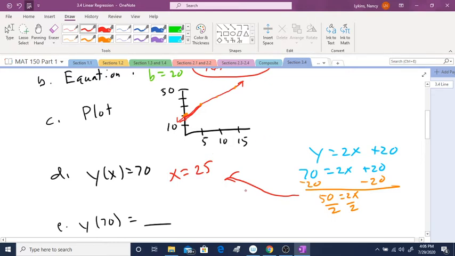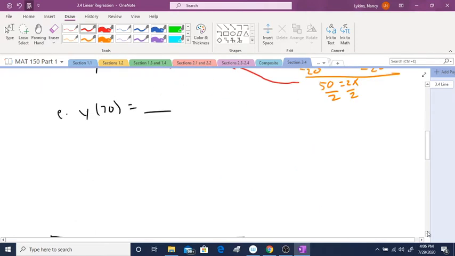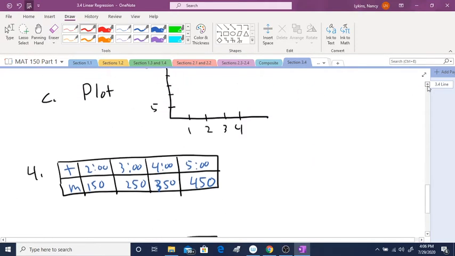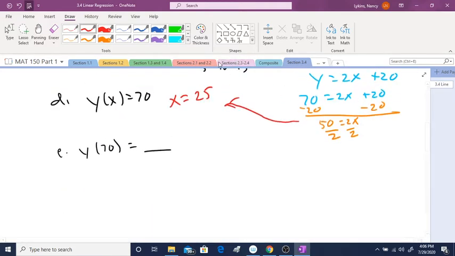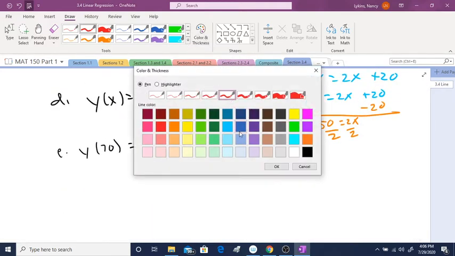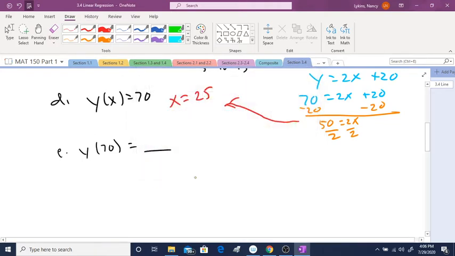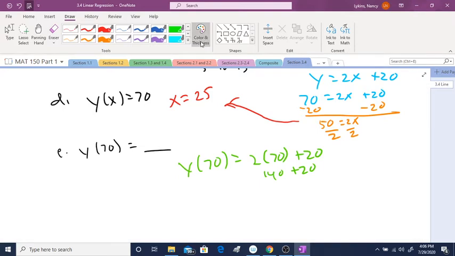What about when y of 70? Well, for y of 70, you actually put 70 in for x. So in this case, y of 70 equals 2 times 70 plus 20. 2 times 70 gives you 140, plus 20. So my answer in this case is going to be 160.